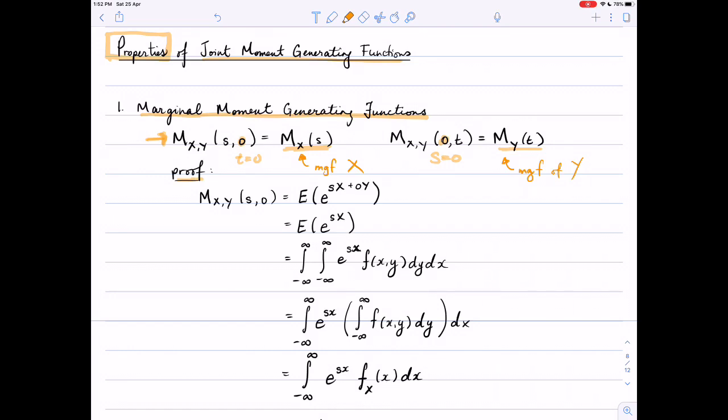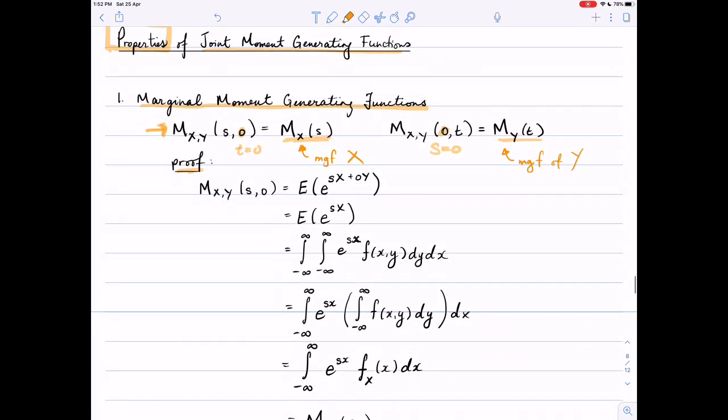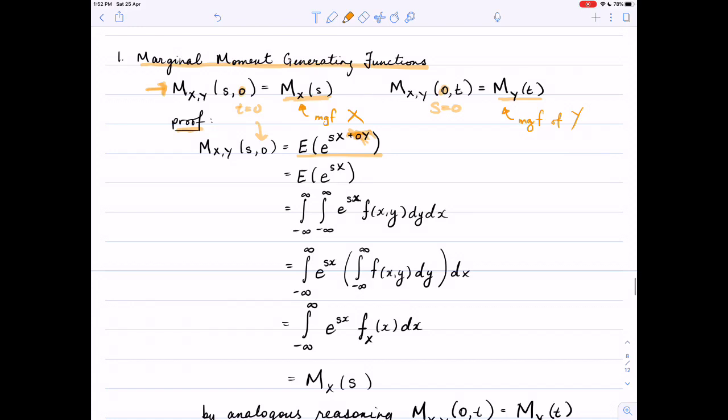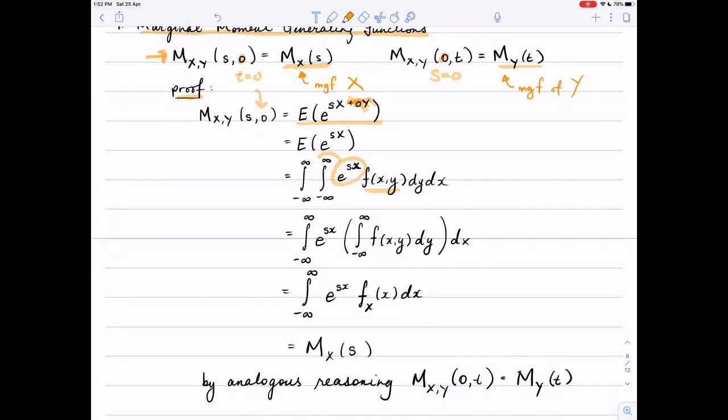And so the proof of that is quite straightforward. Let's do it in the first case where we plug in t is equal to 0, which means that we've got the expected value of e to the sx plus ty, but t is 0. So of course that term just goes away, which is the expected value of e to the s times x. Using LOTUS, that is the function e to the sx times the density function, and this is a constant as far as y is concerned, so we can bring that out of the integral, which leaves the inner integral with respect to y of the density function.